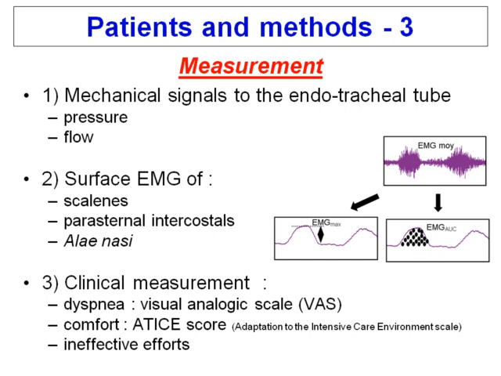We measured mechanical signals at the endotracheal tube, pressure and flow. We recorded surface EMG of the scalene, parasternal and alae nasi. As you can see on the slide, we obtain the average EMG, then we obtain the root mean square, and we analyze the root mean square by taking the EMG maximum, which is the peak of the activity of the EMG, and the EMG area under the curve. We also made some clinical measurements, like dyspnea with a visual analogic scale, comfort using the ATIS score, and we also measured the prevalence of ineffective efforts.